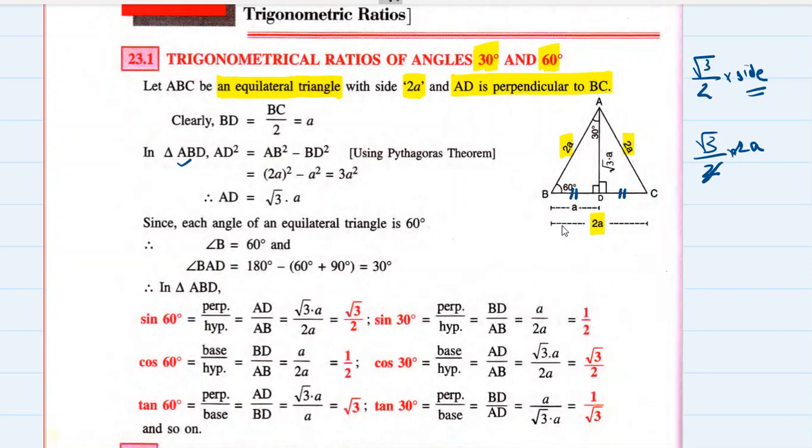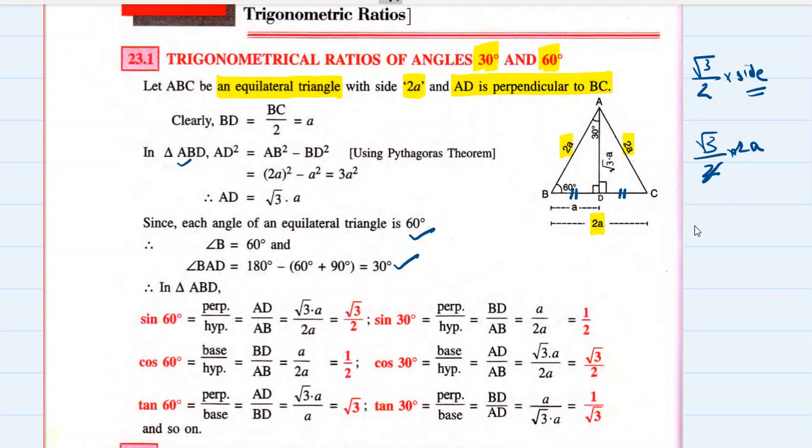Now every angle of this triangle ABC is 60 degree. So angle B is 60 degree. So what will be angle BAD? As we know that angle ADB is 90 degree and angle ABD is 60 degree, by the angle sum property we can say that angle BAD is 30 degree. So just consider triangle ABD. Don't look at any other triangle, not ADC, not ABC. Just consider triangle ABD.